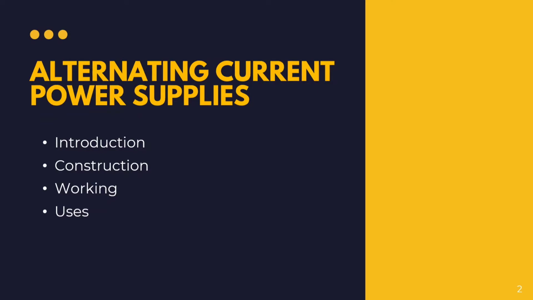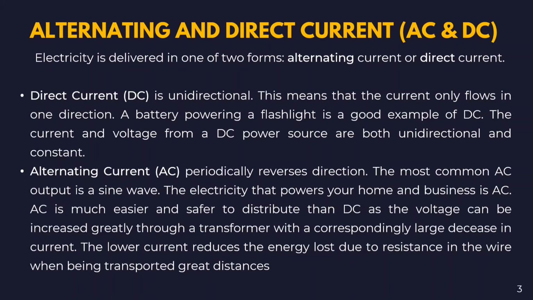Alternating current power supplies. In this module, we are going to study the introduction, construction, working, and uses. Alternating and direct current. Electricity is delivered in one of two forms, alternating current or direct current. Direct current is unidirectional. This means that the current only flows in one direction. A battery powering a flashlight is a good example of DC. The current and voltage from a DC power source are both unidirectional and constant.